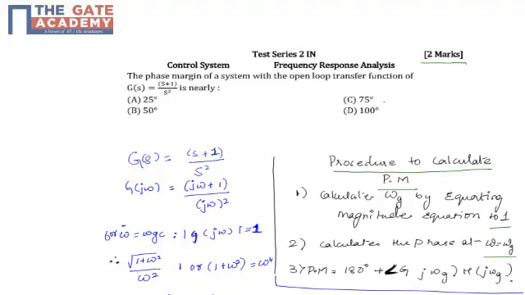First, the given system is G(s) = (s + 1)/s². Substituting s as j omega wherever s appears in this equation. The first step is to calculate omega g by equating the magnitude to 1. So let us simplify.